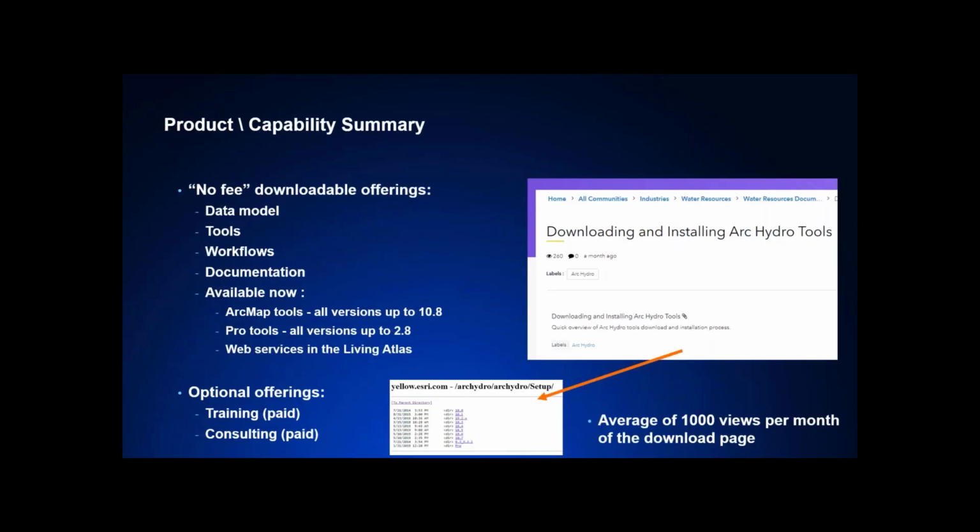Basic ArcHydro elements are available for free through the community page. This includes the data model, tools, workflows, and documentation. Most tools are available both in ArcMap and ArcGIS Pro desktop environments. Development of new tools is now primarily done in Pro with a port back to ArcMap.